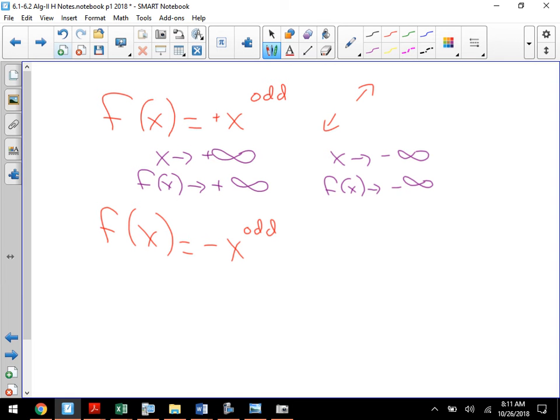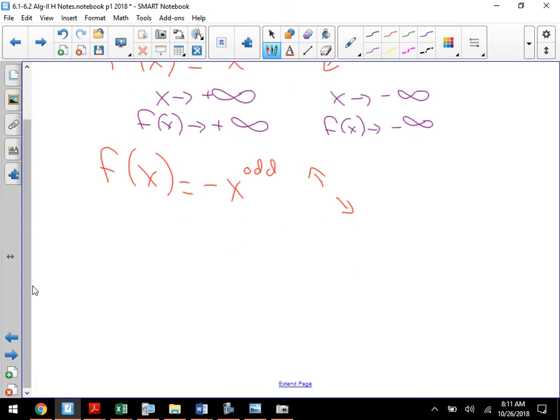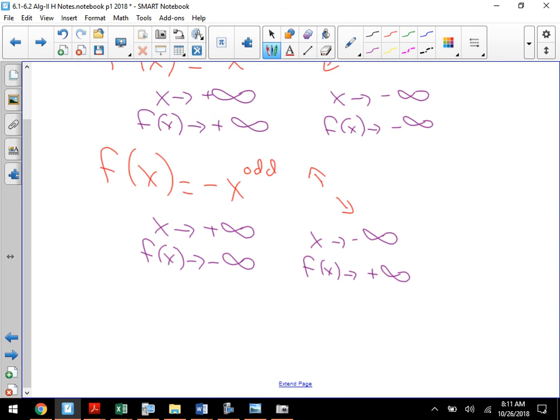It'll always do that. Which means as x gets bigger, f of x gets smaller. As x gets smaller, f of x gets bigger. That always works.